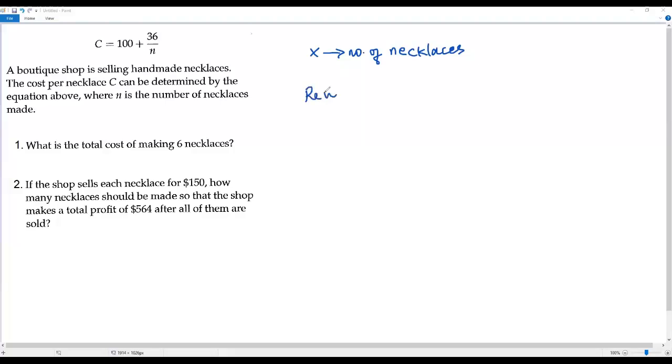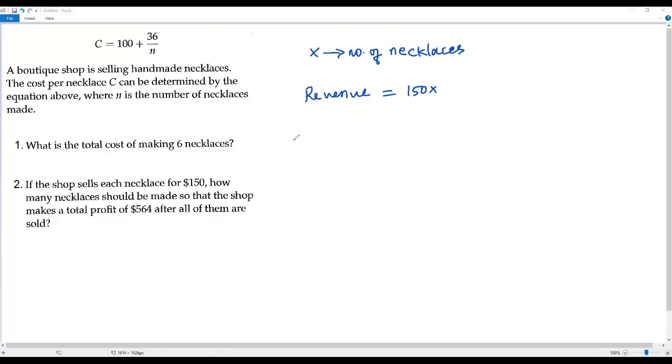So the revenue by selling x number of necklaces equals 150x. This is the total money they will be getting by sales. Now we have to find the total cost of making x number of necklaces. Already we know that revenue is nothing but the money the shop receives by selling x number of necklaces, where they are selling each necklace for $150.